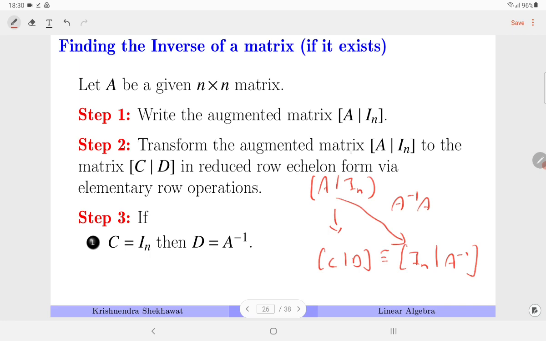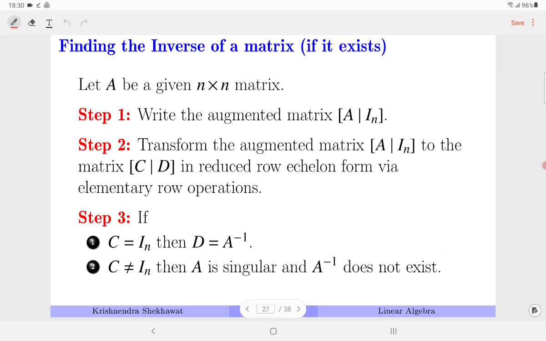So write the augmented matrix A In, compute its RREF. In RREF, if C is equal to In, then the matrix is invertible and D is equal to A inverse. Otherwise, A is singular, or we can say that A inverse does not exist.